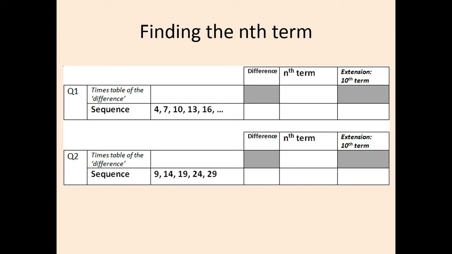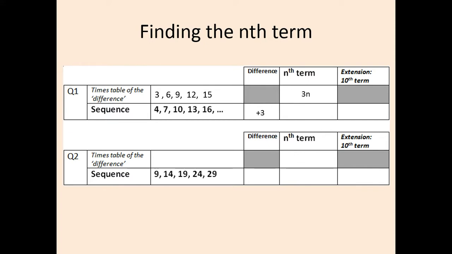Okay, step 1 is we work out what our difference is. So we're adding 3 each time. Step 2 is we list our 3 times table. So 3, 6, 9, 12, 15. Now, what is our nth term for the 3 times tables?